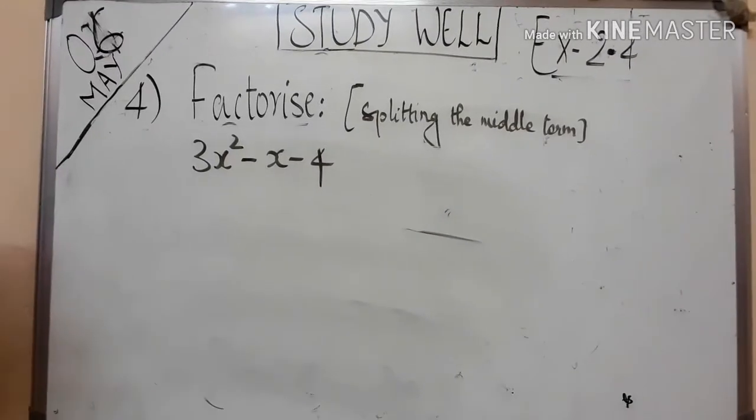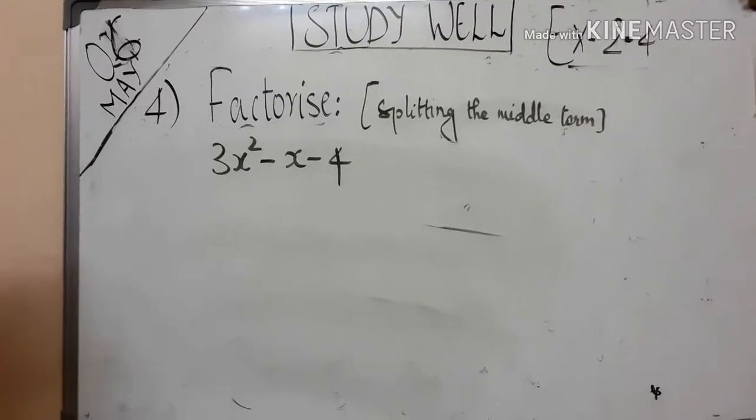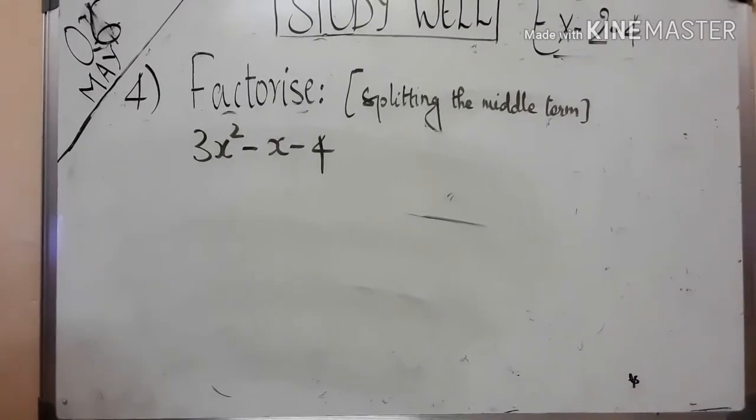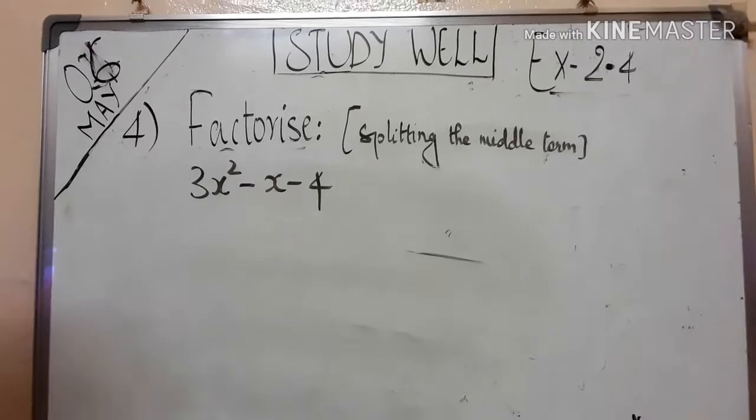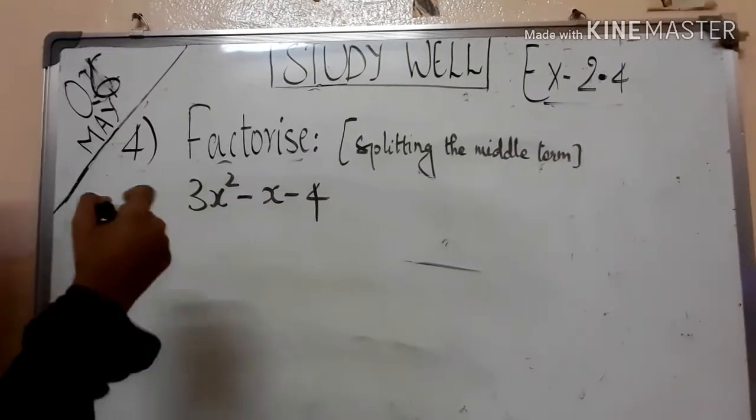Now let's go to the next question. This is the last and final question. I think this question is a bit easier than the last one. Because in the last one, when we multiplied, we got 36. But here when we multiply 3 and 4, what will we get? We'll get 12. That's a smaller number than 36.